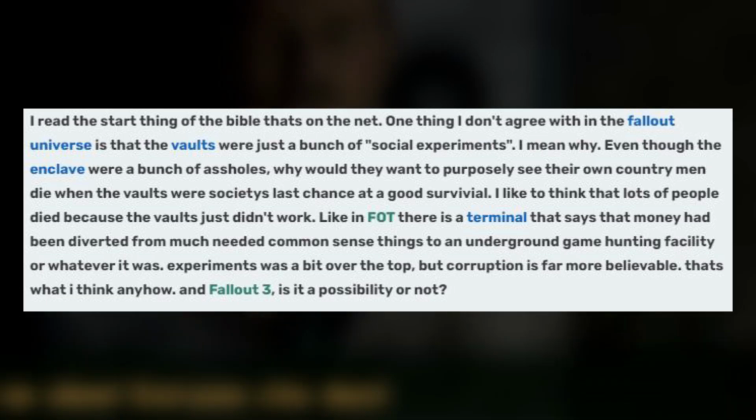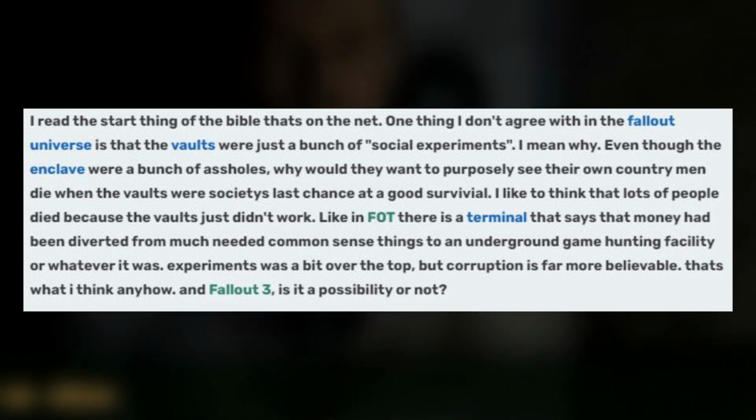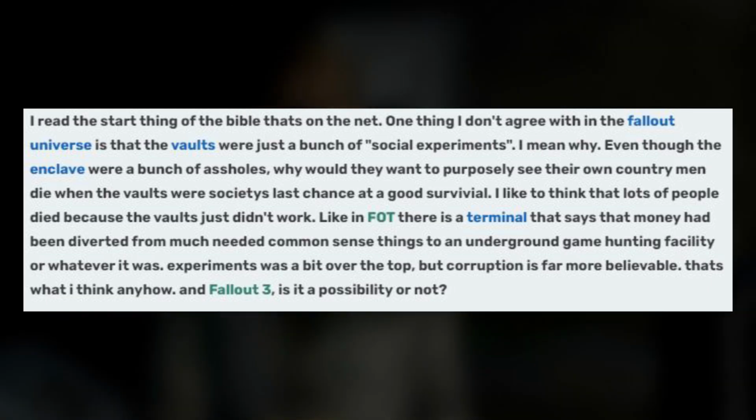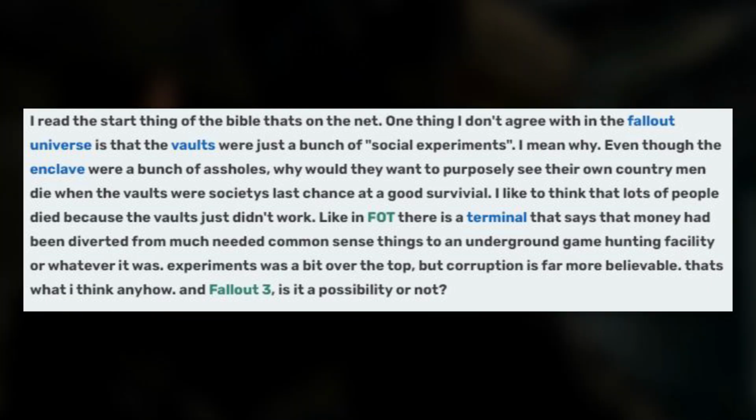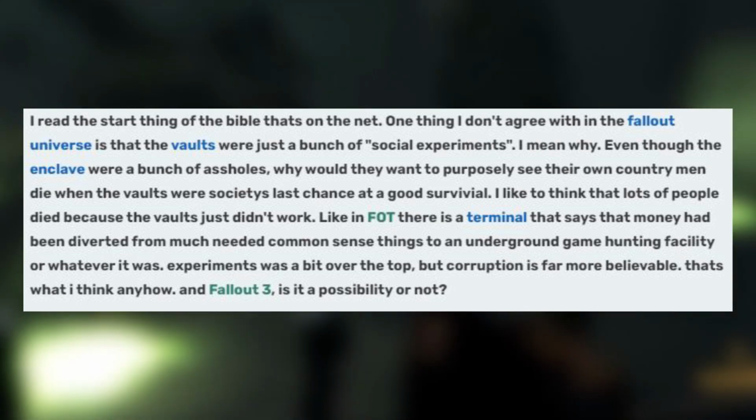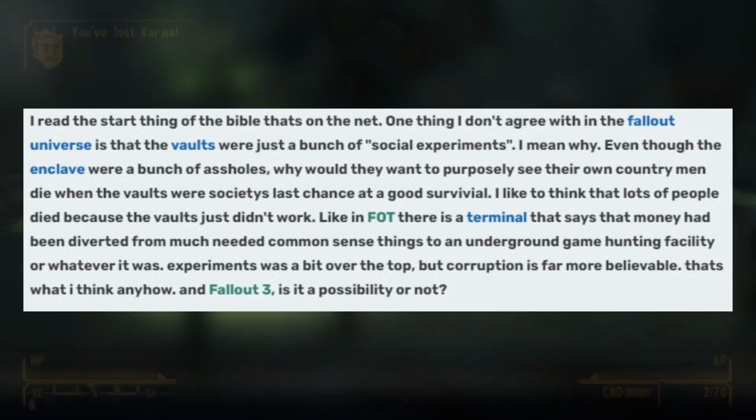Like in Fallout Tactics, there's a terminal that says the money had been diverted from much needed common sense things to an underground game hunting facility or whatever it was. Experiments was a bit over the top, but corruption is far more believable. That's what I think anyhow. And Fallout 3, is it a possibility or not?